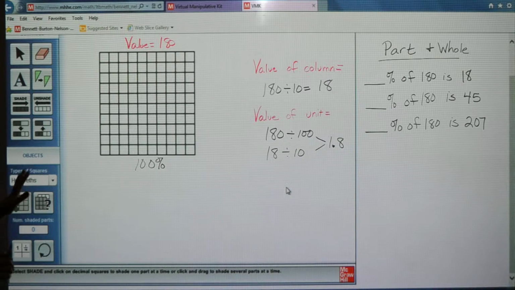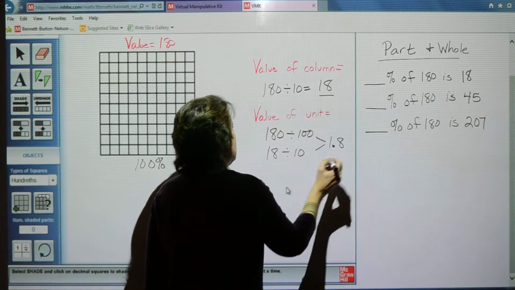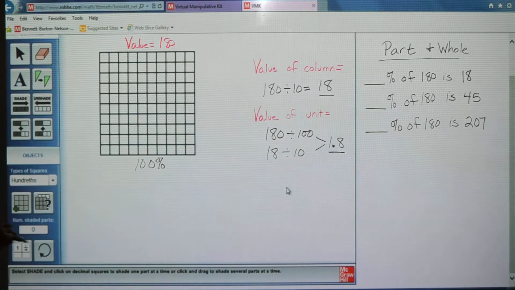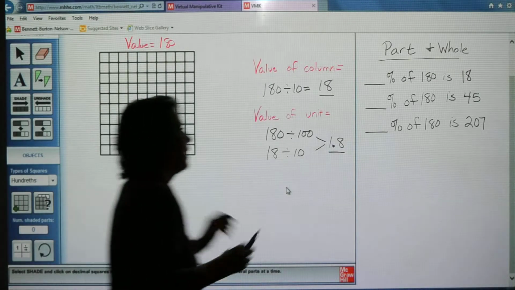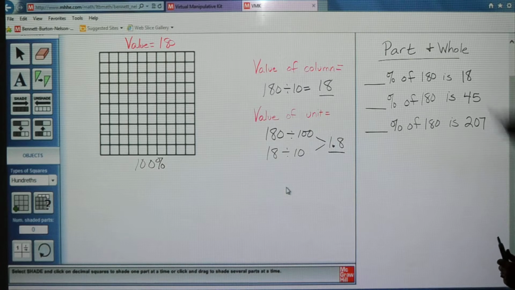Whichever one of those makes more sense to you. But the important thing is you need to figure out the value of the column, 18. You need to figure out the value of a unit, and then you can use that to do anything, really. We used it to figure out the answer when we did the percent and the whole. Now we're going to use it to figure out the percent. Okay? So, what I'm going to do, I have to figure out how many squares I would have to color to get to this.